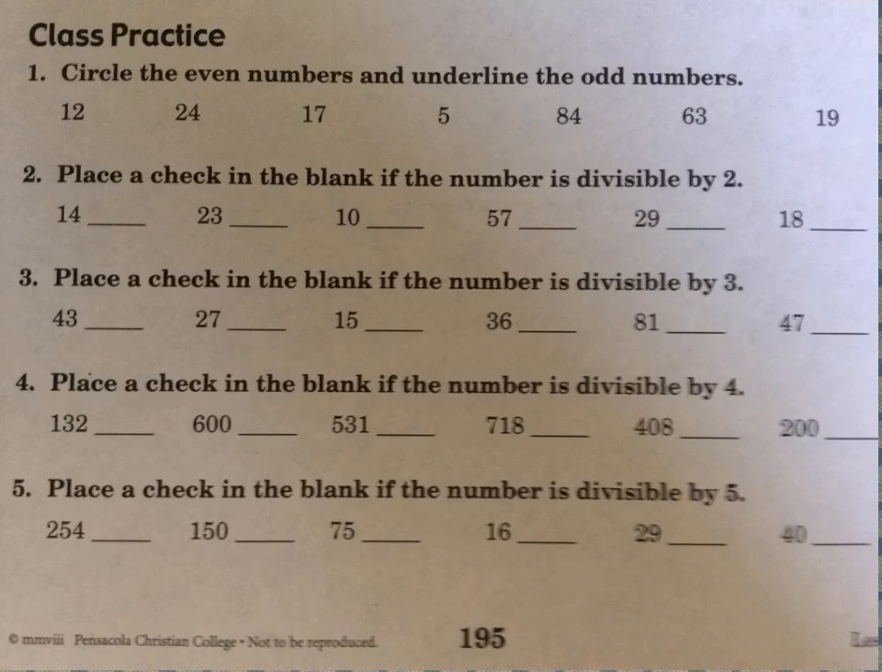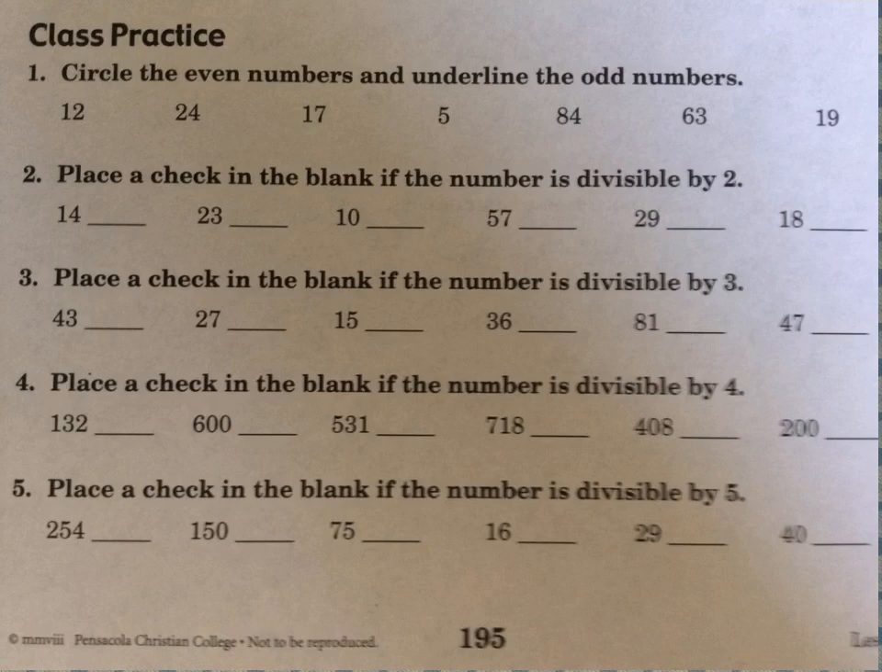Okay, and so we're looking at these different problems, using the divisibility rules. Number one first asks us to circle the even numbers and underline the odd numbers. And remember, the even numbers end in a 2, 4, 6, 8, or 0. So this ends in 2, this ends in 4. If it ends in a 2 or a 4, then it's even. And it says to circle the even numbers.